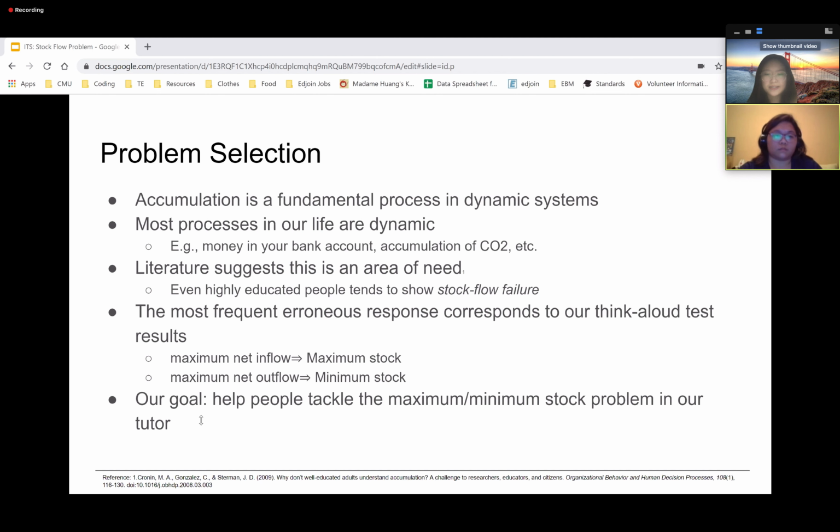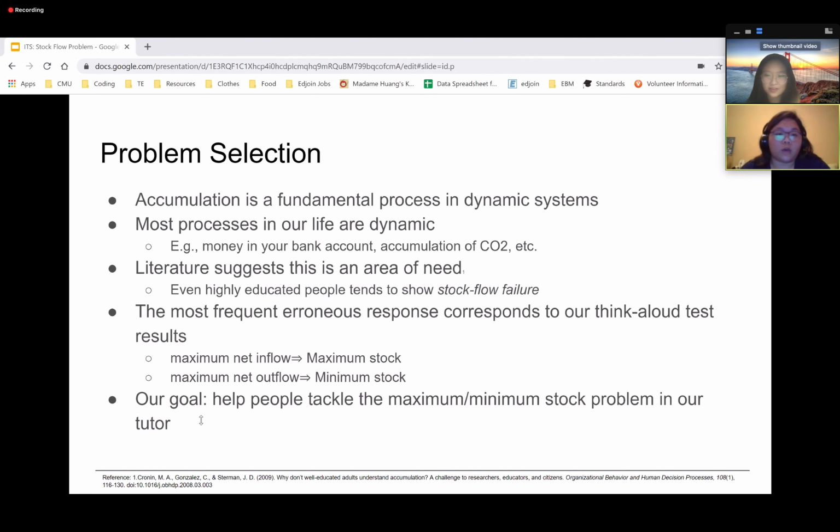Previous research has suggested that this is an area of need since even highly educated people with intensive technical training tend to show stock flow failures by associating the pattern of one flow with the stock level. We observed from our Think Aloud test that both of our participants think the moment of maximum stock is the moment when we have the maximum net inflow. And the moment of minimum stock is when we have maximum net outflow, which is exactly what researchers in this field found from their study. Thus, our tutor's main goal is to help people overcome the difficulty in solving the two hardest problems in stock and flow question.